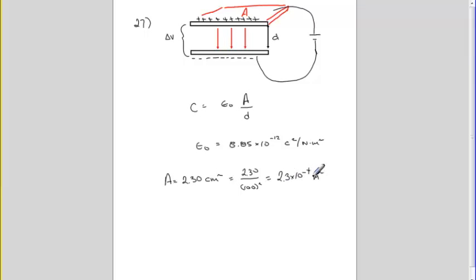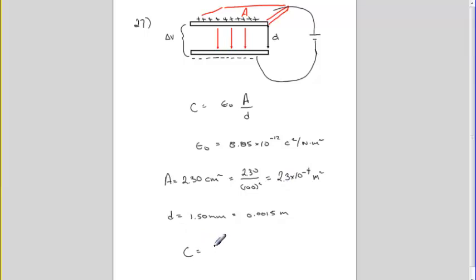meters squared. Okay, our distance is given in millimeters, I think, 1.5 millimeters. So to convert from millimeters to meters, we divide by 1,000. So 1.5 divided by 1,000 is 0.0015 meters. So we have everything, we just need to plug it into the formula.